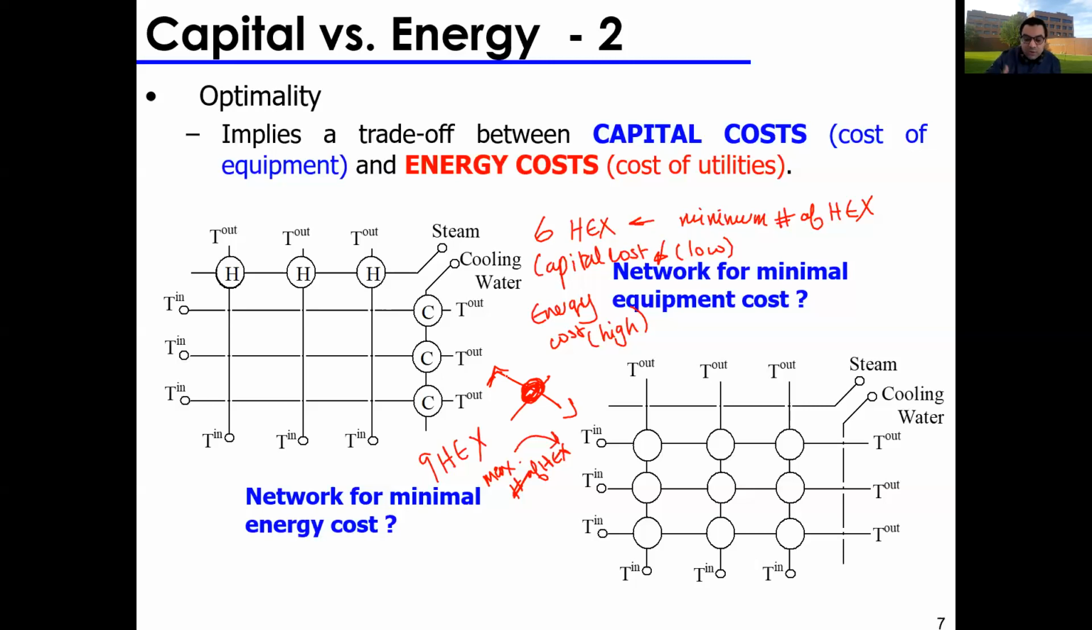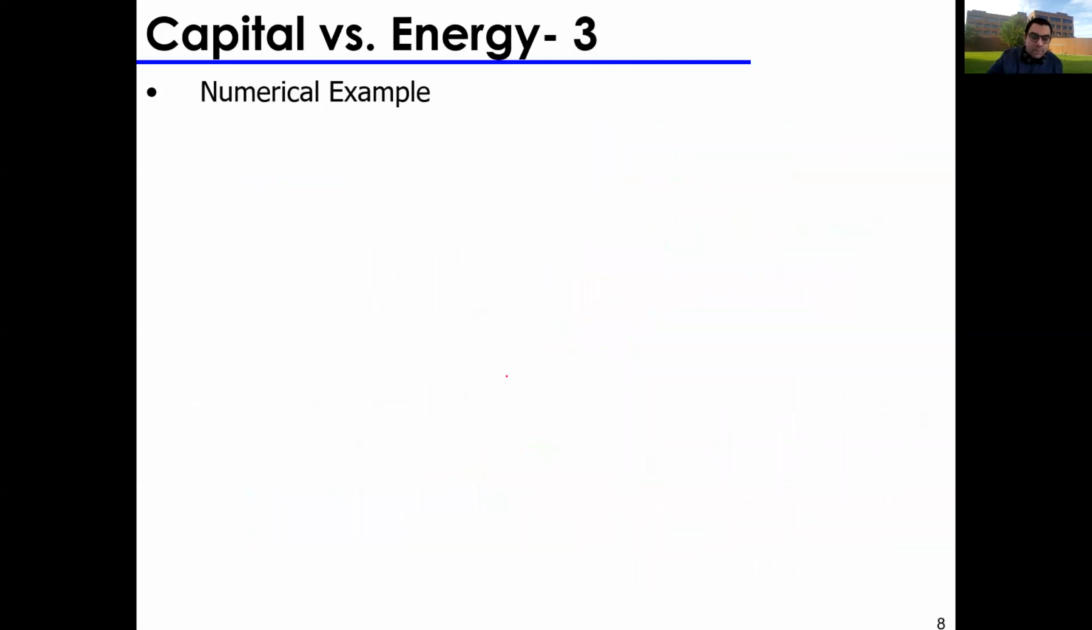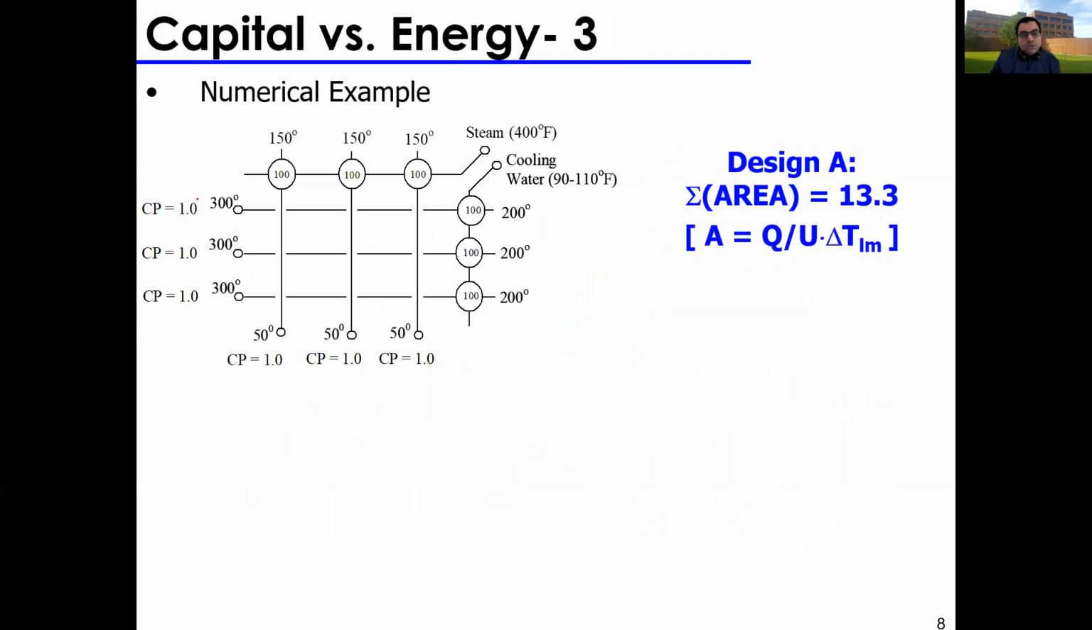Okay, let's have a look at a numerical example to try and follow this a bit more. So now let's add some temperatures to these streams. I have 3 hot streams, which I'm cooling from 300 to 200, and I have 3 cold streams, which I'm heating from 50 to 150, right? And the CP for all these streams is 1, right?